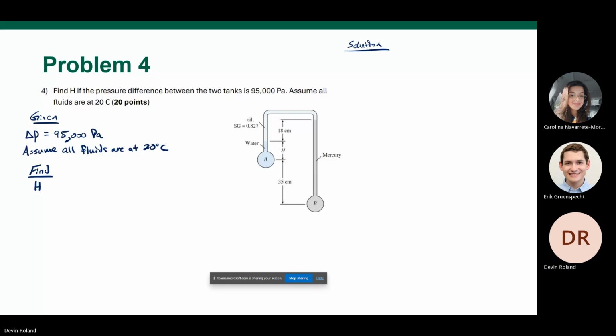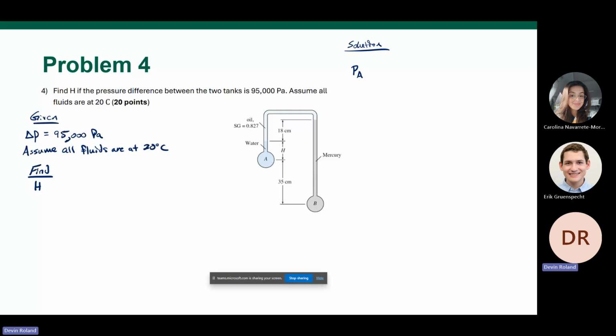So the way we're going to do this is we're going to start at one point on either A or B. We're going to start at A, and then we're going to work our way around this system, and we're going to sum up the pressures and then solve. So the way we start is we say, okay, we're starting at A, so we write the pressure at A, and then we start to move around the system.